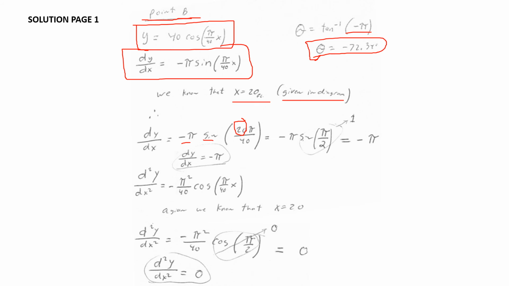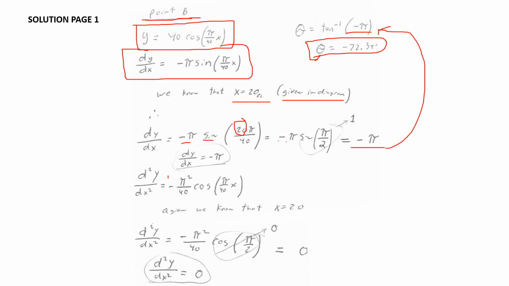So this reduces down now. We say that negative pi times the sine of pi over 2, which is 1, is negative pi. So again, that's where this came from when we were calculating our theta term. We can do this one more time, take the derivative of y with respect to x again, and we can get d squared y over dx squared.